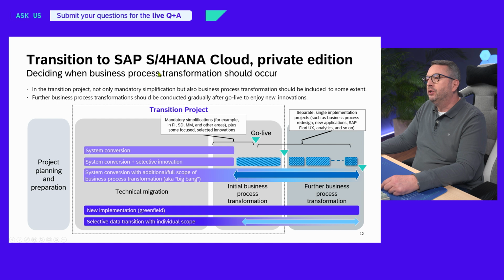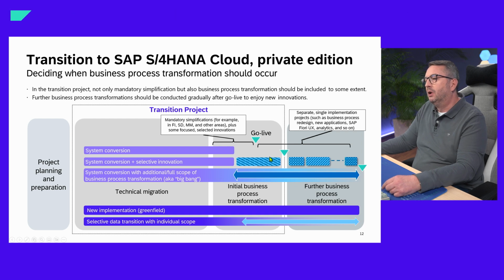When we look at the transition to SAP S/4HANA Private Cloud, for instance, or on-premise, you could do the same thing. You could decide which business process transformation should occur, and you see there are different possibilities. When you do a system conversion, you can limit your first project to just a technical uplift. You can then go live, and do any planned innovations later. You can put parts of this innovation into this initial project so that you realize some value already with your first project, and then do other kinds of innovation on your innovation roadmap later in independent, digestible portions.